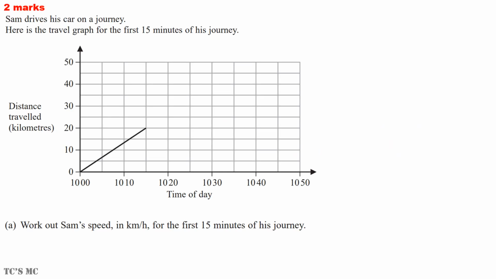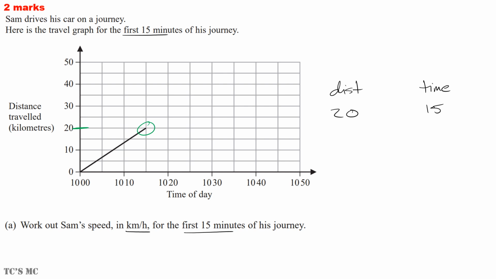Sam drives his car on a journey. Here is the travel graph for the first 15 minutes of his journey. Work out Sam's speed in kilometers per hour for the first 15 minutes of his journey. I am going to use the headings distance and time. We know that the time is 15 minutes. His distance for those 15 minutes is 20. So under distance we can write 20.